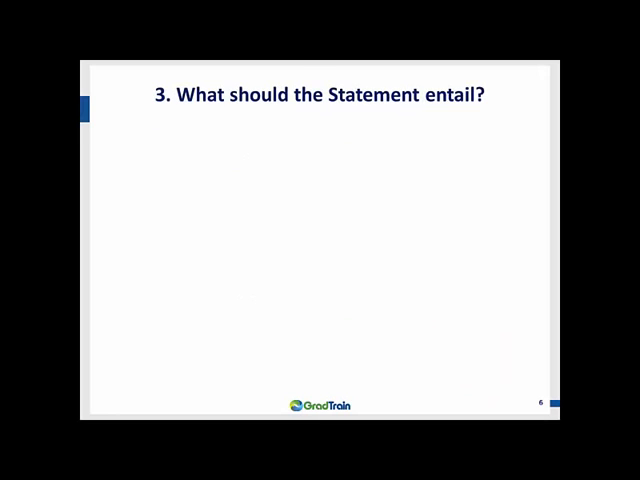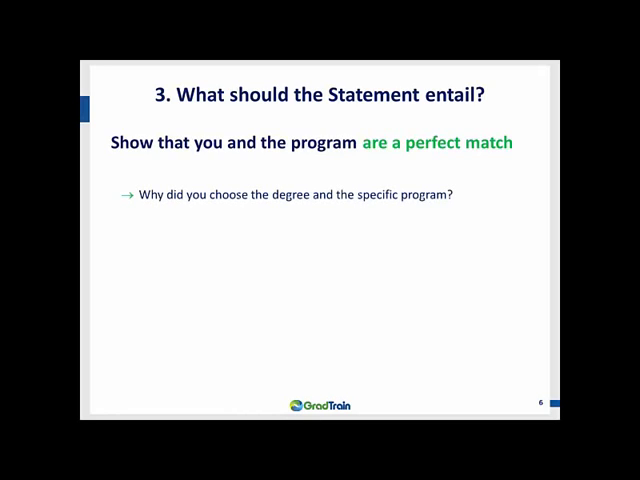Number 3. What should the statement entail? Again, your statement should explain why you and the program are a perfect match. Except when a program's guidelines suggest otherwise, in the committee's eye, this depends on things like why you chose the degree and the specific program, and most importantly, what you plan to do after graduation.